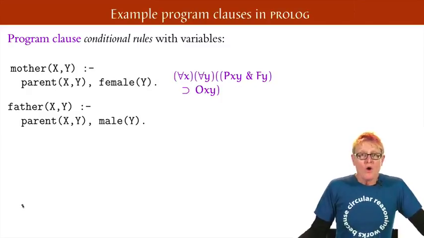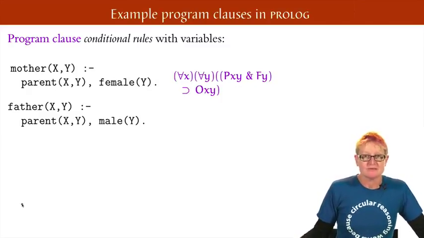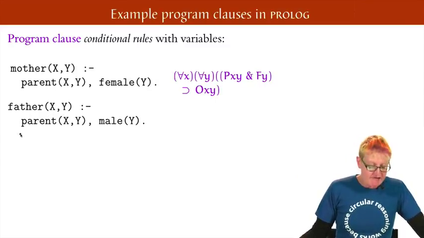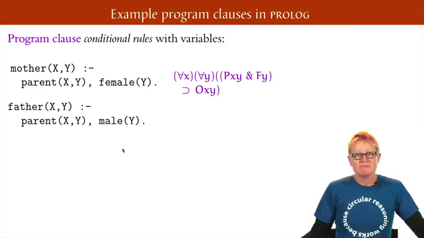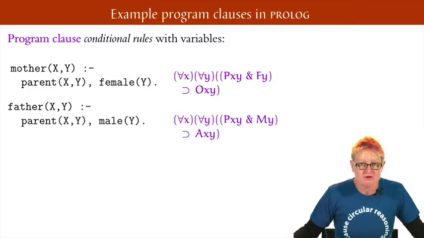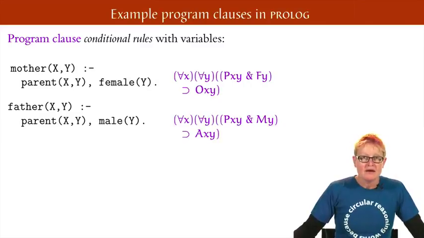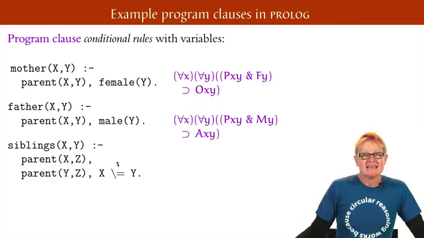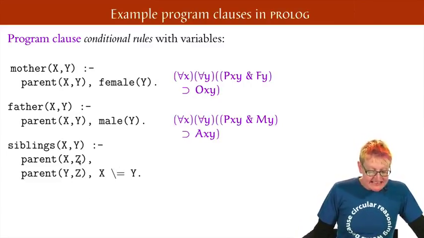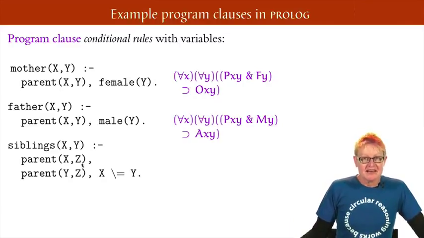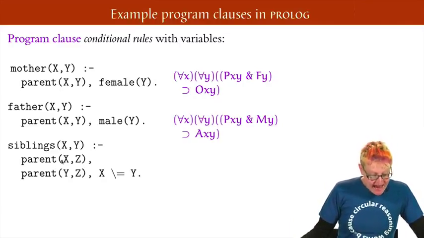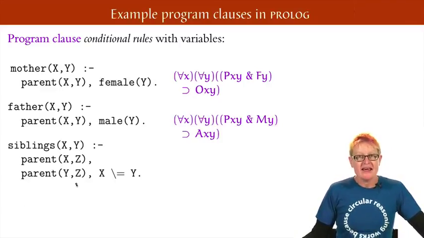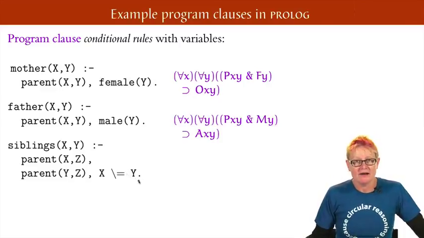Next, for all ways of instantiating the variables x and y, the father of x is y if a parent of x is y and y is male, and the corresponding logic formula. Next, we can take a step up in complexity. X is a sibling of y if there exists a z such that a parent of x is z and a parent of y is z and x is different from y.